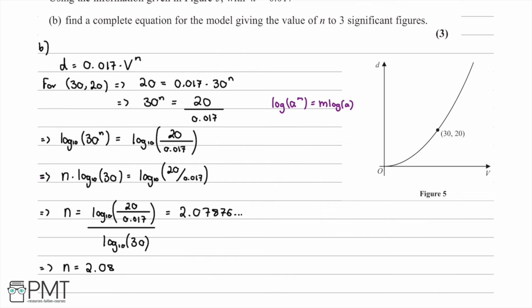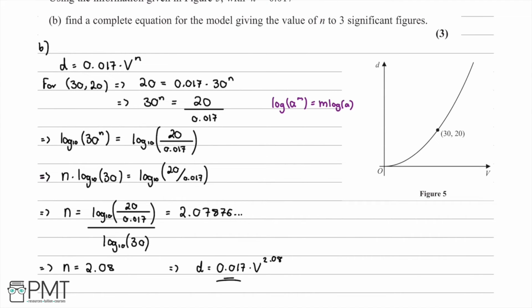And then we look back at the question where we're asked to find a complete equation. So this then means we rewrite our equation but substitute n in. So therefore we'll have that d is equal to 0.017 multiplied by v to the power of our new value of n, which is 2.08. And there we have the complete equation for the model.